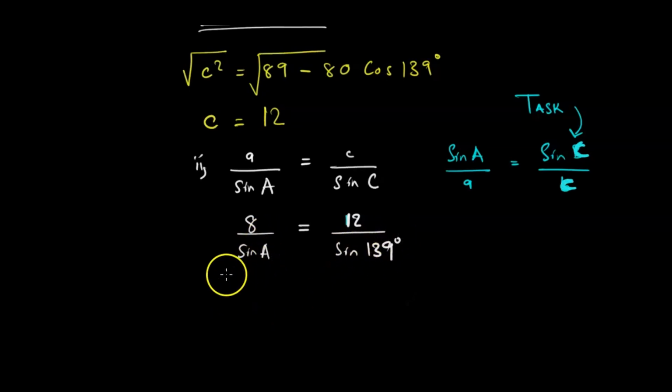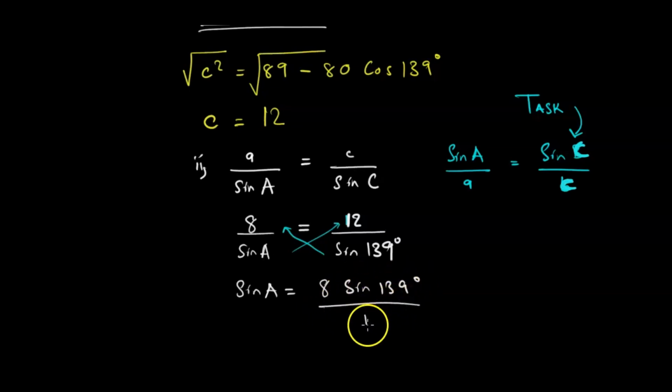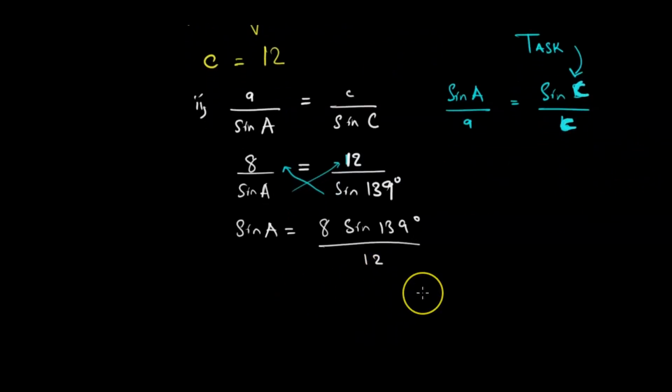Then we want A, so we have to make A the subject of the formula. We use the method of cross multiplication, which we can use at this instance. This means sine A is equal to 8 sine of 139 degrees over 12. Again, with the advantage of a powerful calculator, we can find what 8 sine 139 over 12 is. A Right View or a Casio gives you the advantage of being able to write a fraction as it is.